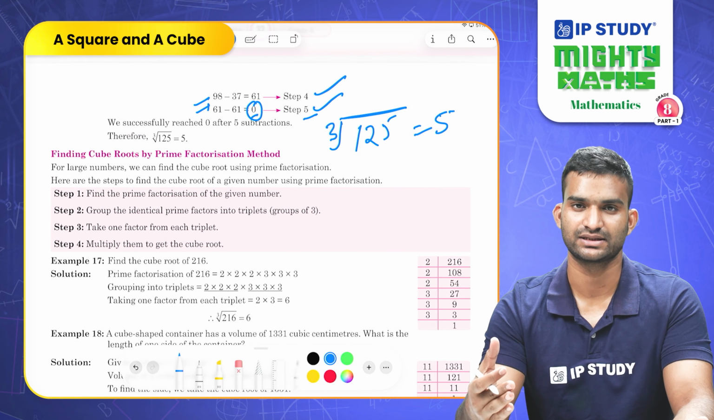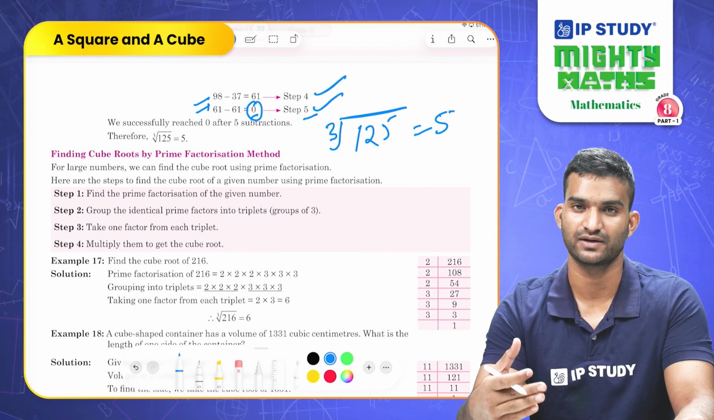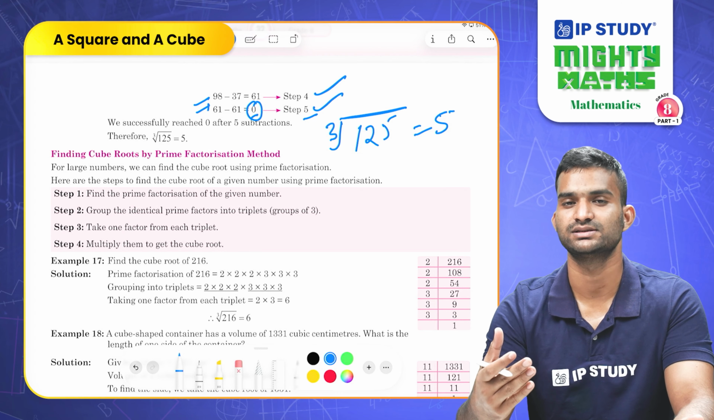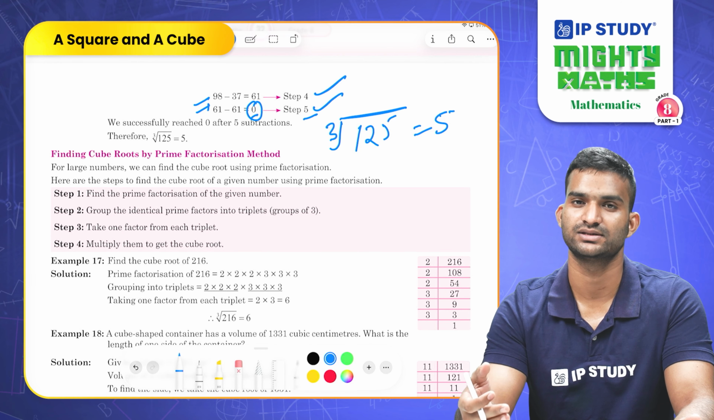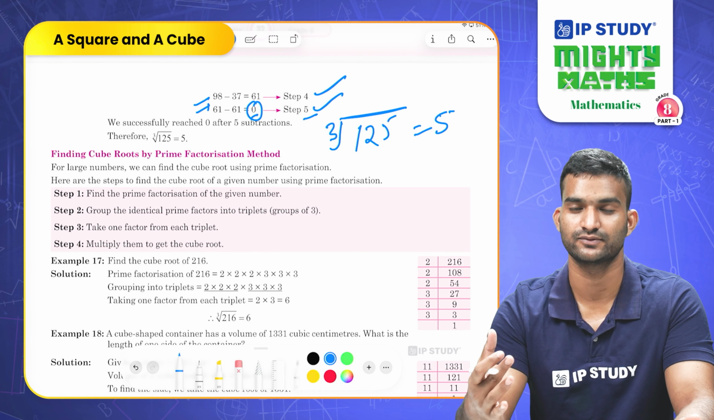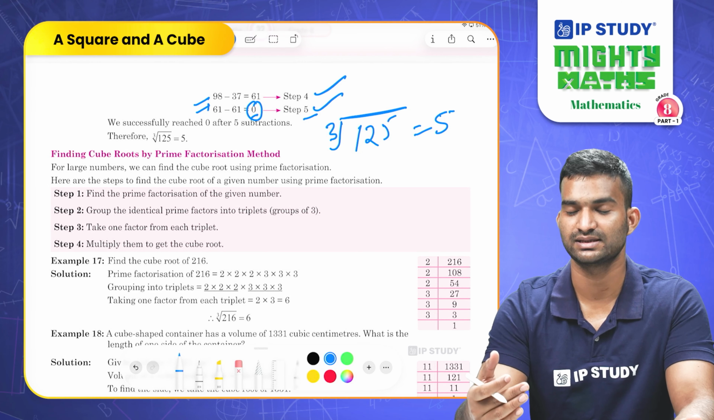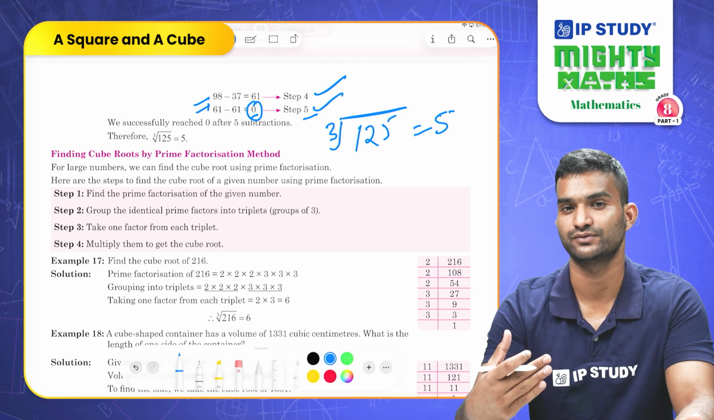So our next method is finding cube roots using the prime factorization method. This is the method we were using for finding square roots. So for square roots, we were taking pairs. And in the same way, for cube roots, we have to look for the triplets.